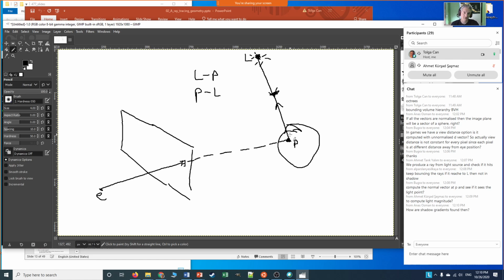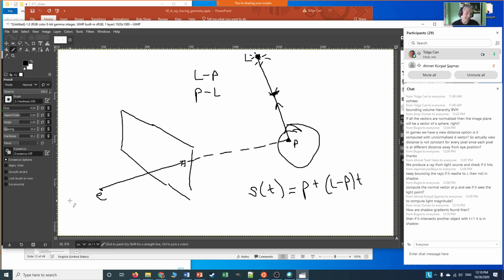But what I'm going to do is this. Look at this line equation. Let me use a variable. Let's call it A, or S, because it's like a shadow ray. Let's call it S(t) is equal to P plus (L minus P)t.